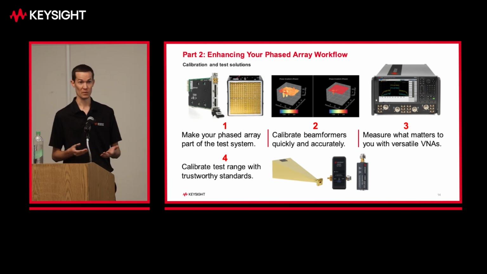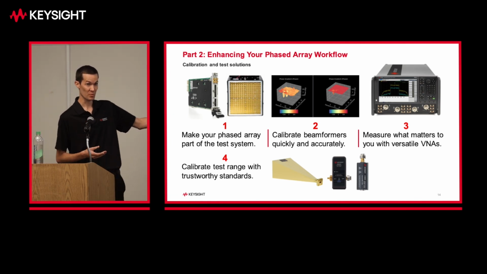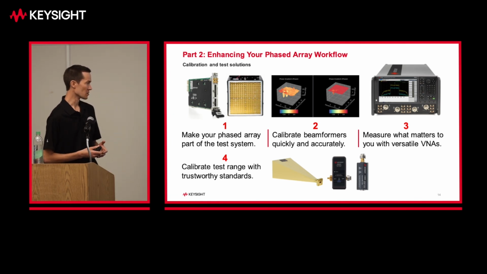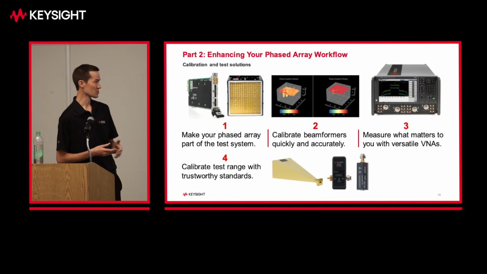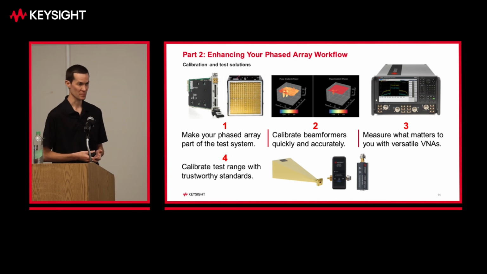And then the fourth point is that we have a variety of calibration standards that we can use to ensure that you're getting an accurate measurement, starting with our standard gain horn antennas, which are calibrated, and other references such as our eCal modules and our noise sources. We have a variety of tools that you can use to make sure that you're getting accurate measurements from your chamber.